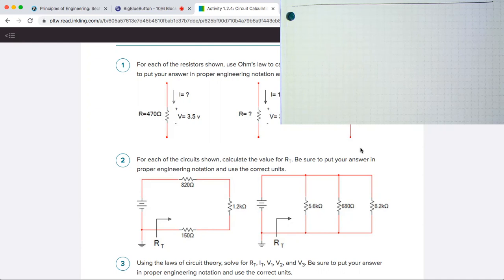For each of the resistors shown below, use Ohm's law to calculate the unknown quantity. Be sure to put your answer in proper engineering notation and use the correct units. So it's basically physics, and we're going to use the GUESS method. Kevin, if you remember, G is for given, U is for unknown, E is for equation, S is for substitution, and the second S is for solution.